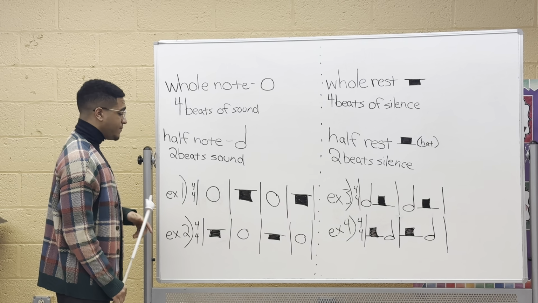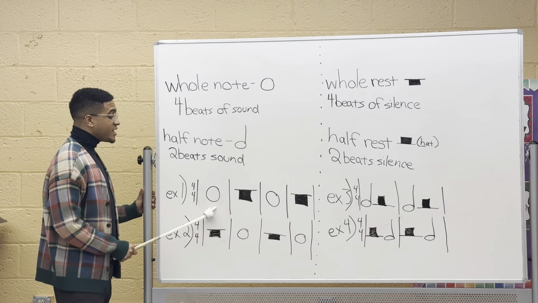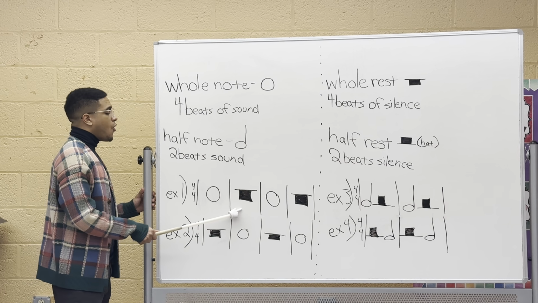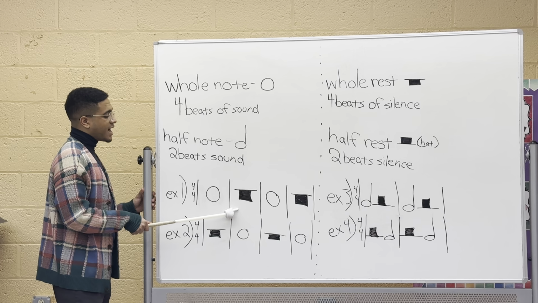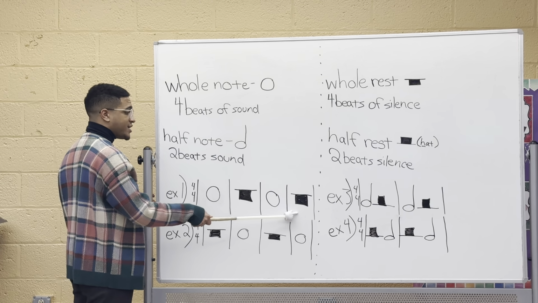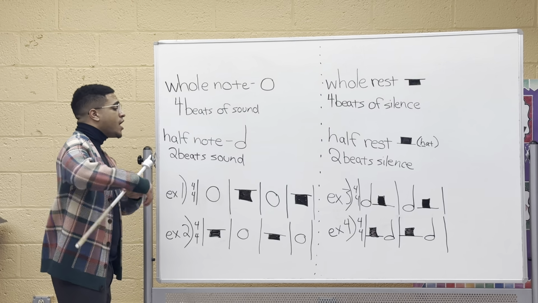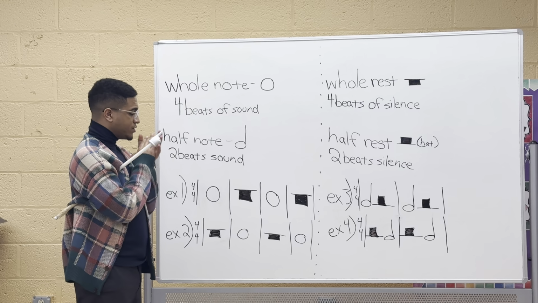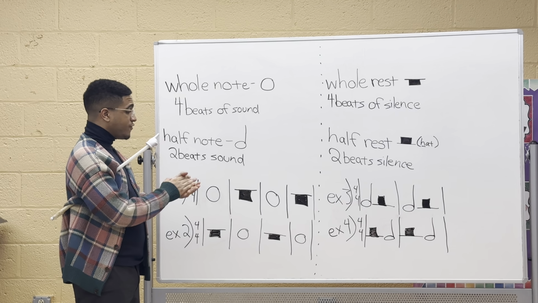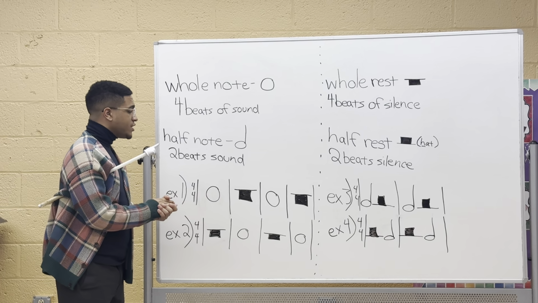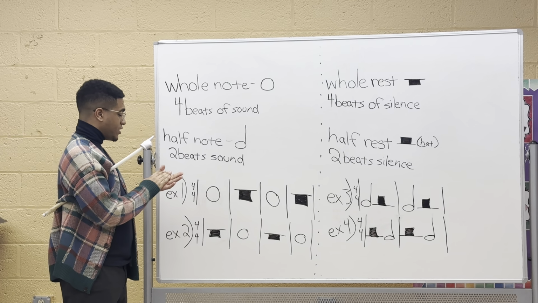Okay? So in example number 1, we have first a whole note, 4 beats of sound, a whole rest, 4 beats of silence, a whole note, 4 beats of sound, and a whole rest, 4 beats of silence, okay? So clapping a whole note, it would sound just like this. 1, 2, 3, 4, right? So let's do number 1 together. Ready? Here we go. 1, 2, number 1, and go.